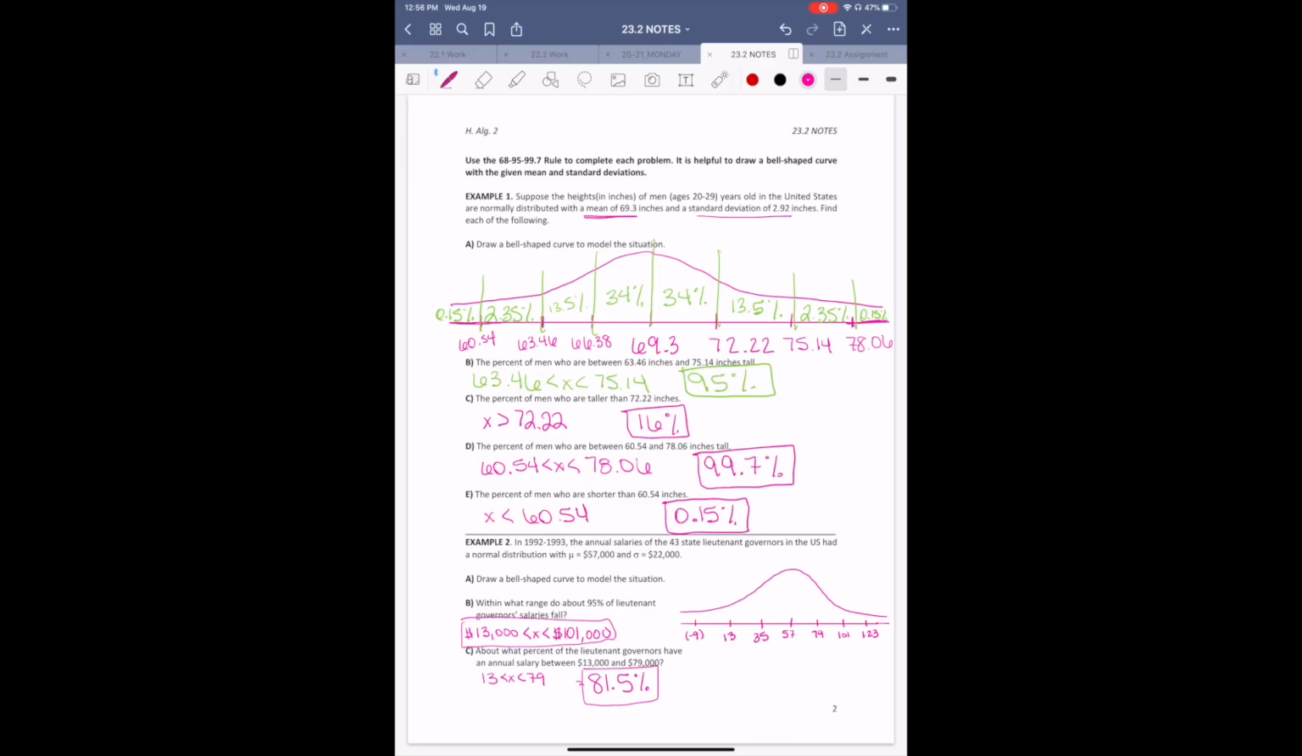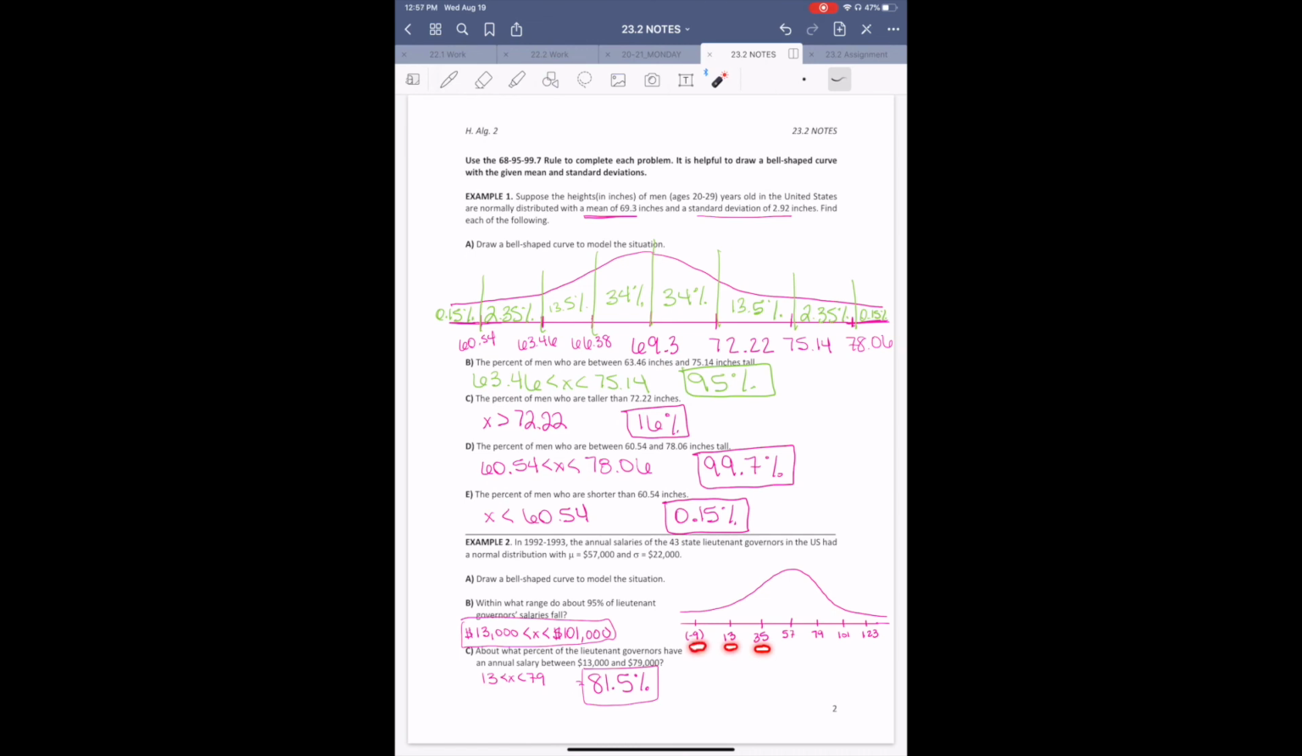All right, this is what you should have for example 2, right? Looking at your bell curve, your mean in the center is 57,000. Adding 1 standard deviation is 79,000. Then adding 2 standard deviations is 101,000. And adding 3 standard deviations is 123,000. Going in the opposite direction, which means we are subtracting that standard deviation, you get 35,000, 13,000, and then we have negative 9,000.